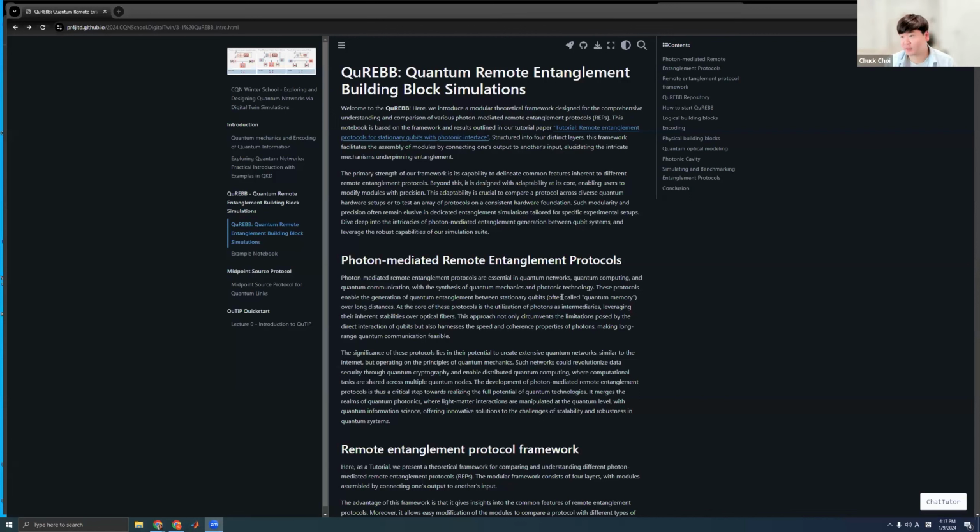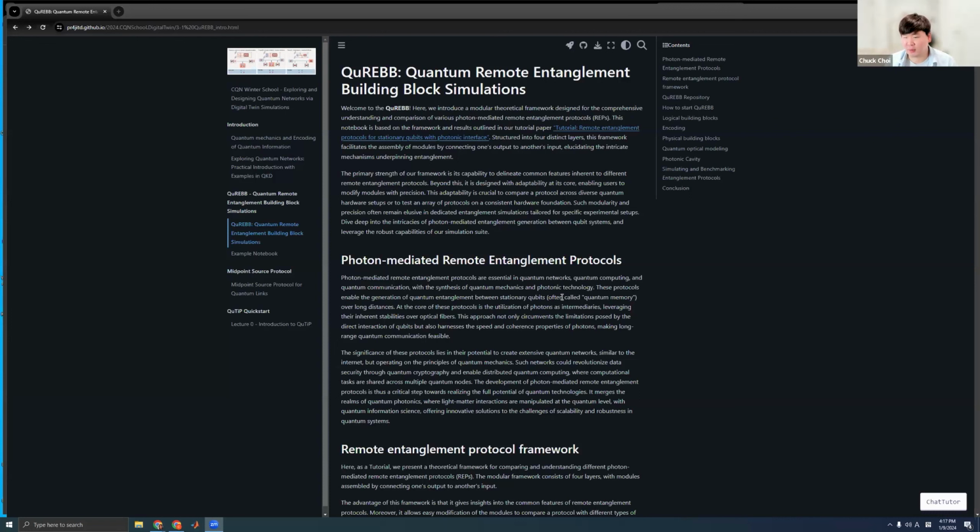And in this winter school session, we want to introduce the work called QREP, which is the abbreviation of the quantum remote entanglement building block simulations. And there are several reasons why we developed this framework. This is a framework supported by the software package as well as a theoretical description of different protocols.